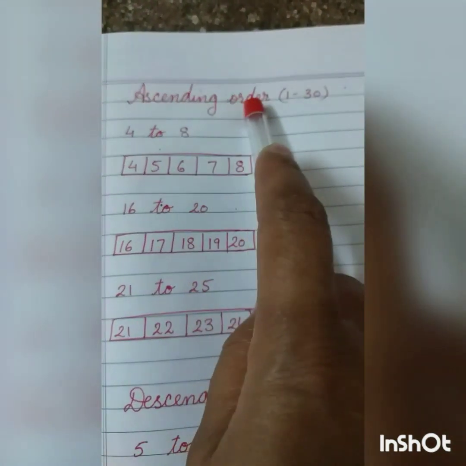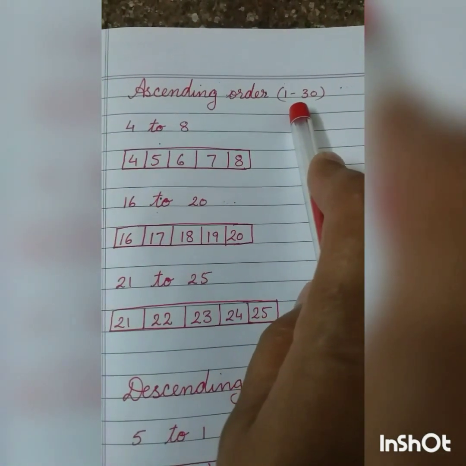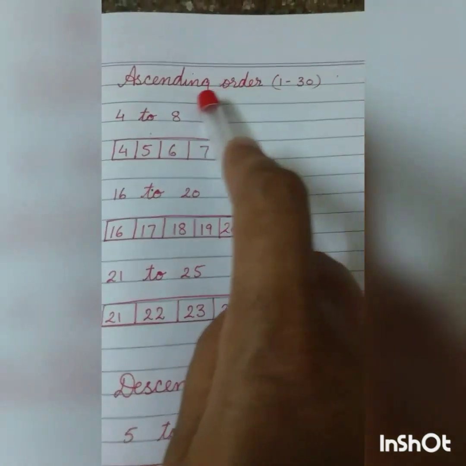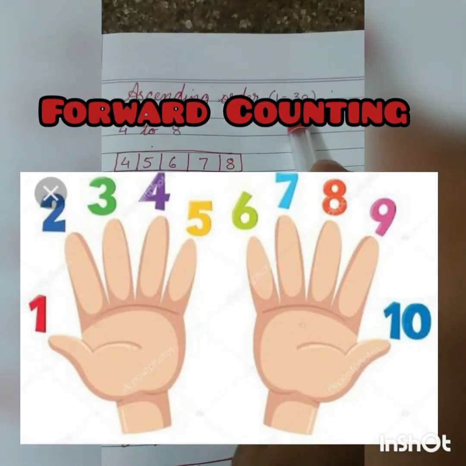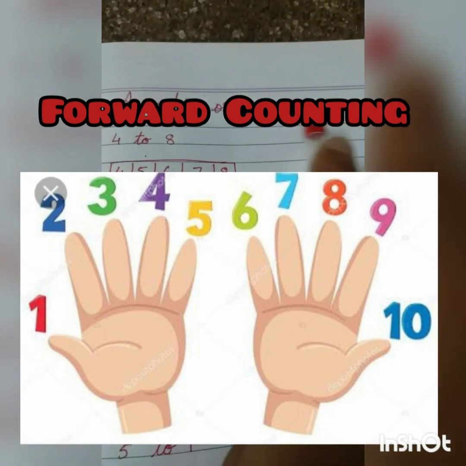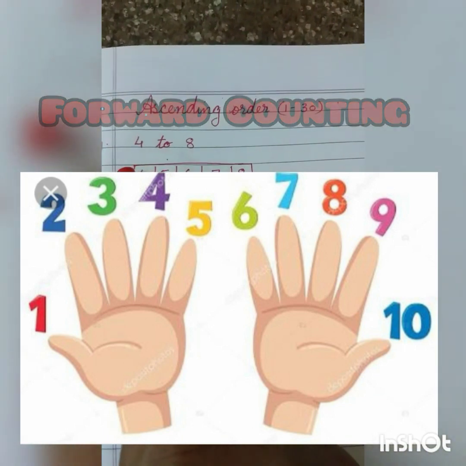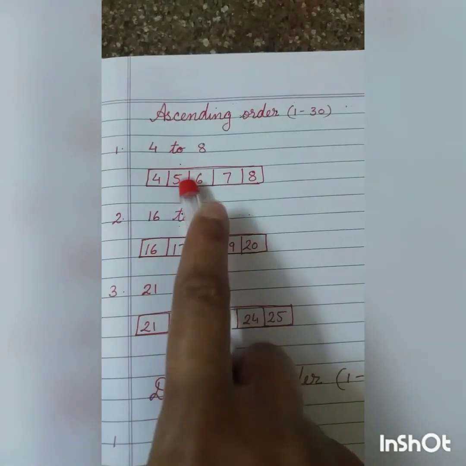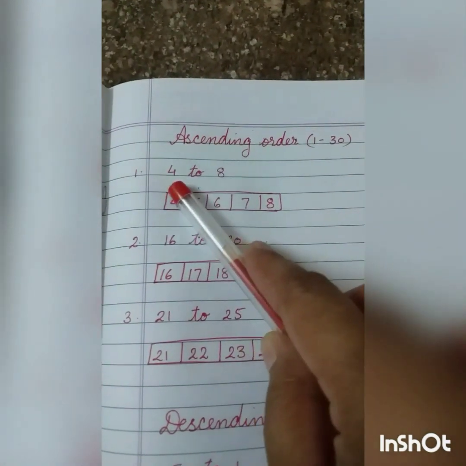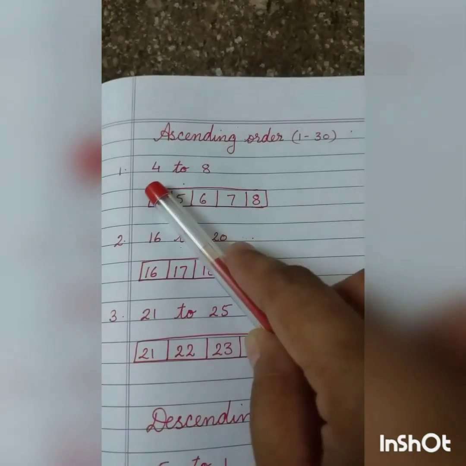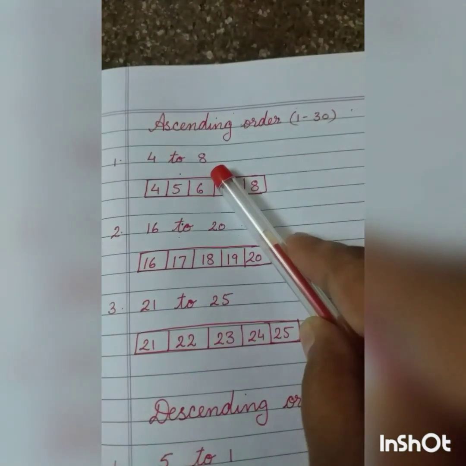Students, ascending order and descending order from number 1 to 30. In ascending order, we have to move in a forward direction. It is only forward counting. So here I have given some sum. We can solve this sum. Number 1, 4 to 8. We have to write this number 4 to 8 in ascending order.